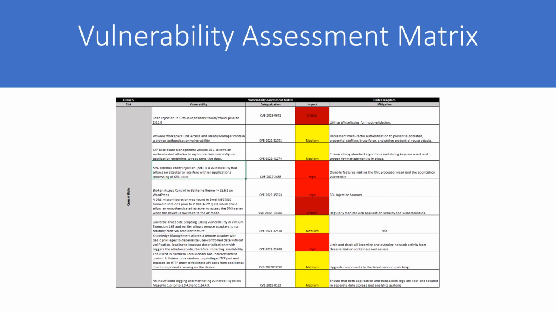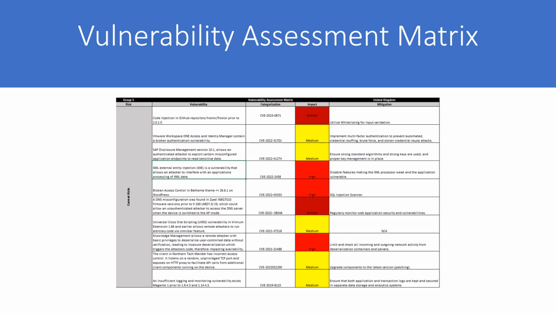The Vulnerability Assessment Matrix is a tool used by the UK Cybersecurity team to help identify, assess, and prioritize the risk posed by potential threats to our organization. The Vulnerability Assessment Matrix indicates 10 additional attack vectors that is currently affecting our nation state.